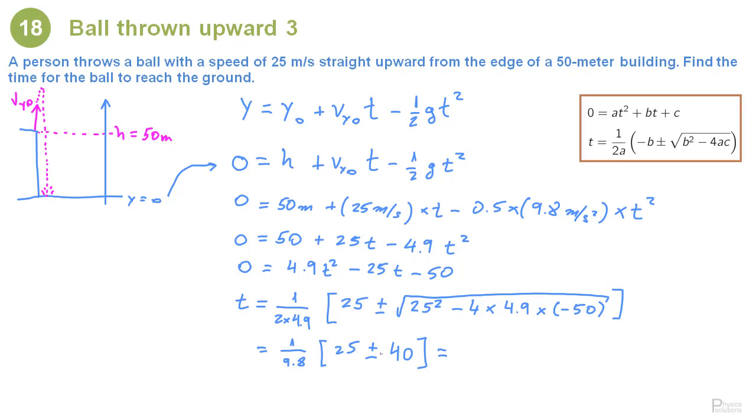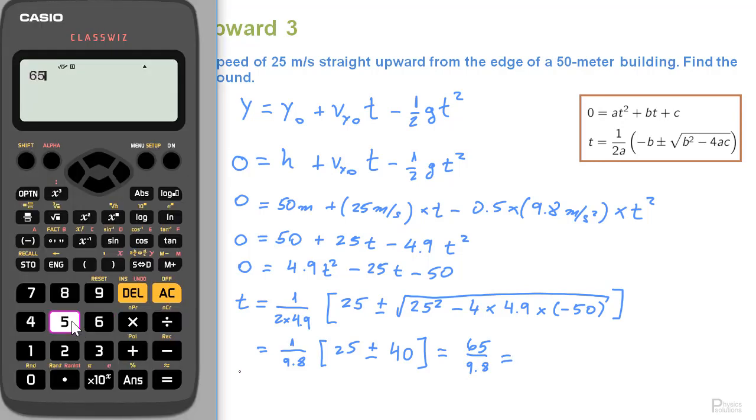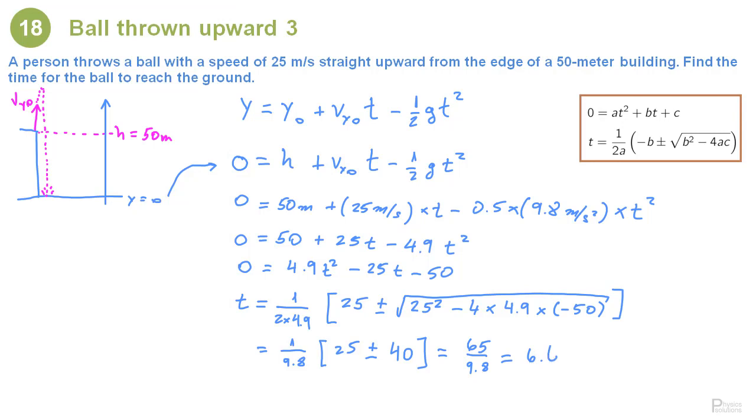So 25 plus 40 is 65, divided by 9.8. 65 divided by 9.8 is 6.6. So we can write that the time it takes for the ball to hit the ground is 6.6 seconds. And here's our solution.